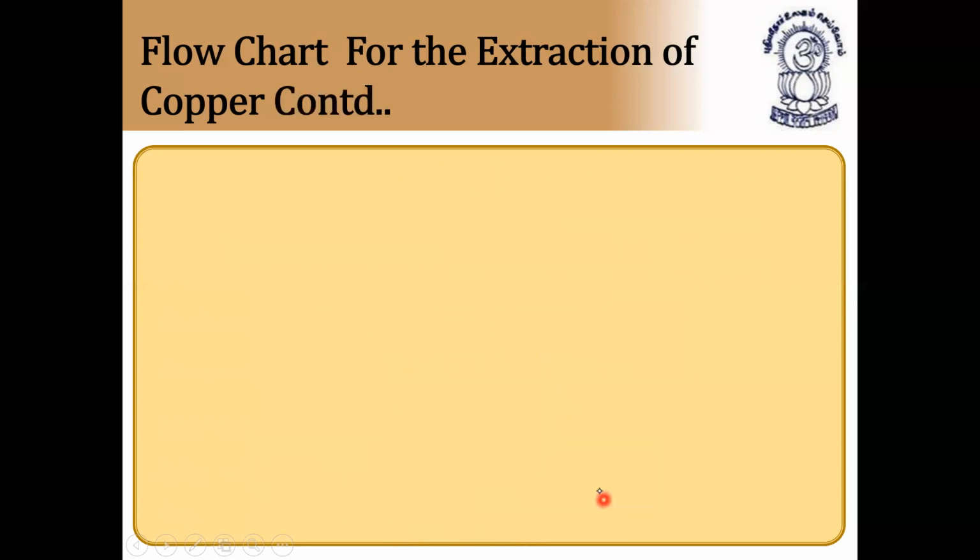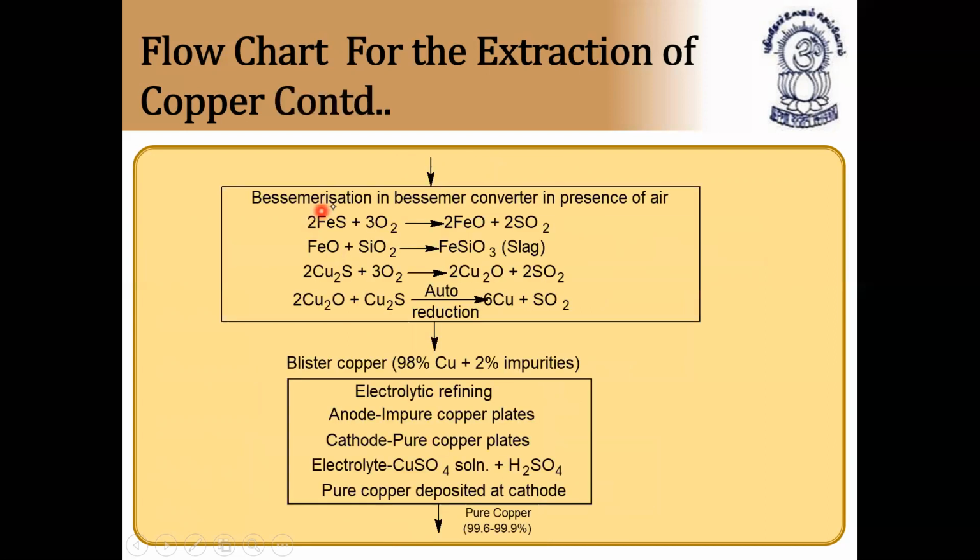This flowchart we have already given. Next, this matte is taken in the Bessemer converter in the presence of air and forms copper. Copper is formed by means of auto reduction. This is very, very important. Many questions we have discussed already. So copper is formed by means of auto reduction. Blister copper, 98% pure copper, is obtained from this, with 2% impurities.